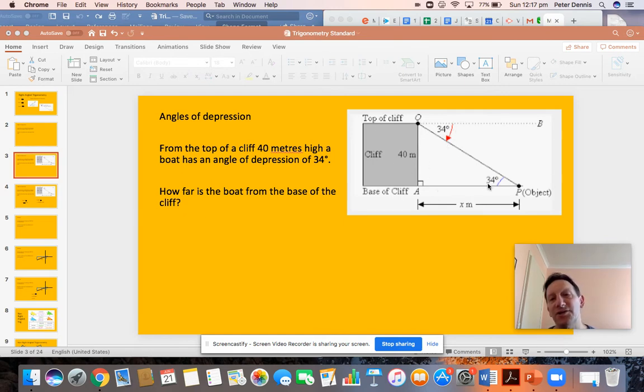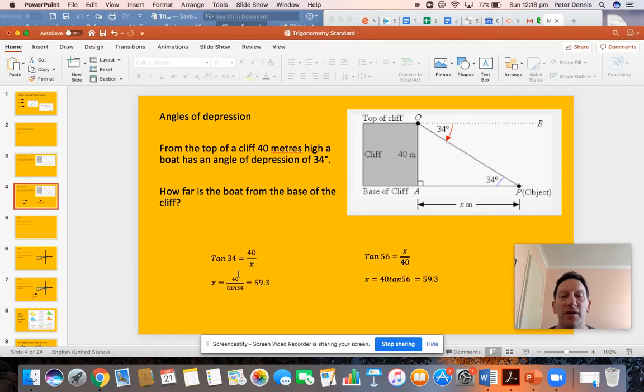Now, there's a couple of ways you can do it. You can say, okay, if this is 34, then this is 34, because you've got alternate angles, and it becomes just a normal question. Or you can say that if this is 34, this is a right angle, so up top is 56. It doesn't matter which way you do it. If you do it like this, the tan of 34 is 40 over x. If you do it this way, you get the tan of 56 is x over 40. Exactly the same answer, as you would assume, 59.3. Hopefully you can do all that on the calculator.